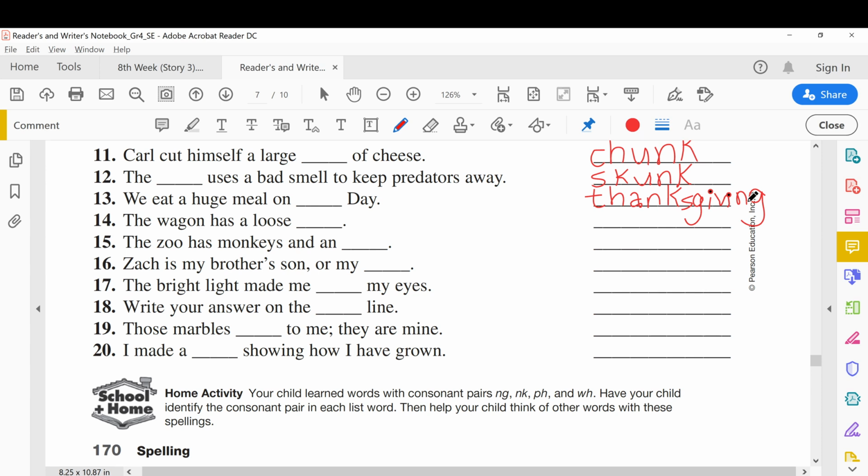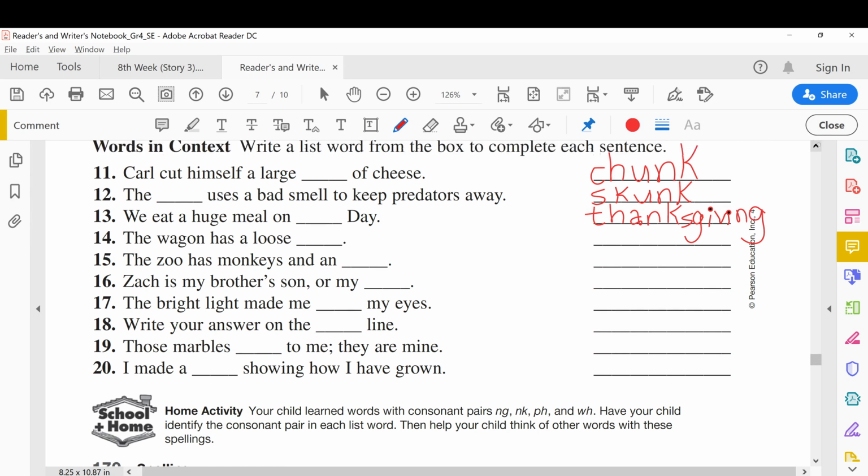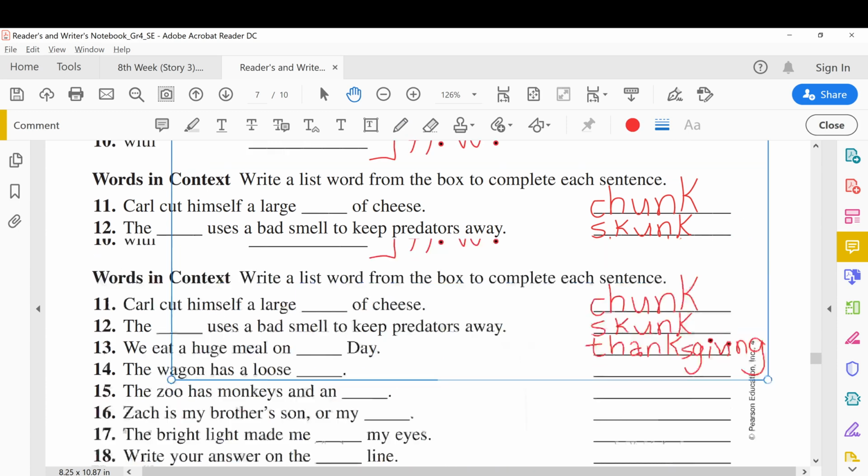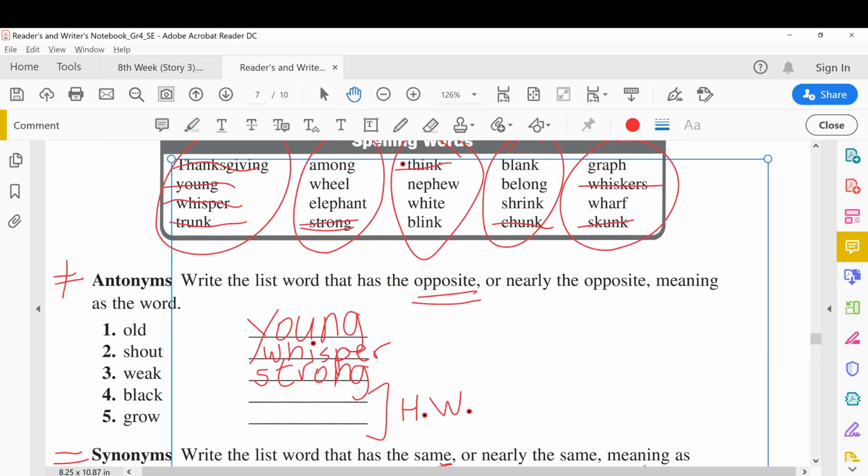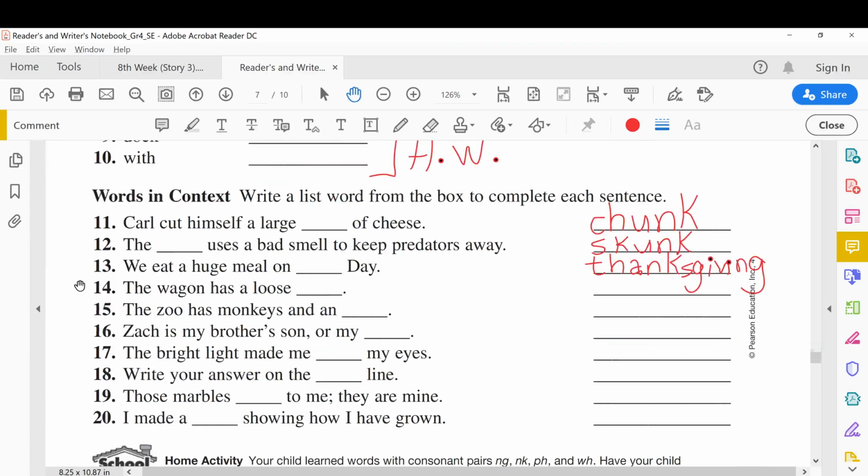A wagon is an old vehicle. Today's vehicles are cars, buses. In the past, they used to have a wagon that is pulled by horses. So a wagon has a loose what? So it has got four what? Here: among, wheel, elephant. Since it is a vehicle, I think it's easier. It's a wheel. You remember the song, The Wheels on the Bus? Yes, it's the word we are looking for.